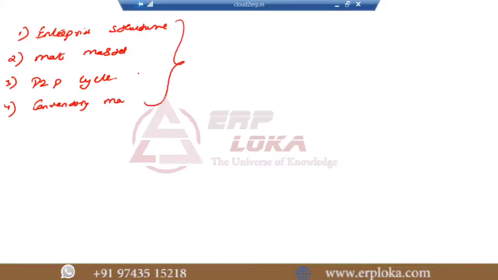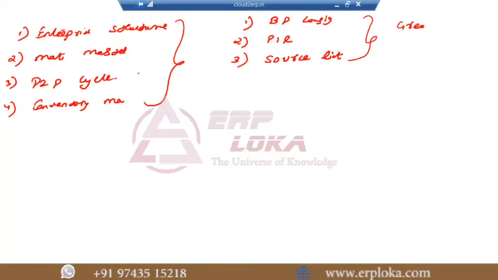So what are the changes you have? The business partner configuration, you have changes. The PIR, you have the changes. In the source list, you have the changes. Okay, so wherever you have the changes, there you will work on the Greenfield. Wherever there are no changes, you will just work on conversion. So enterprise structure, material master, P2P cycle, inventory management, you will just create a PR and directly transfer the data from ECC to S4.